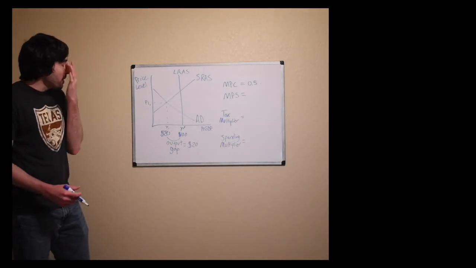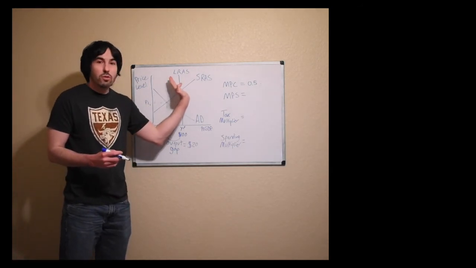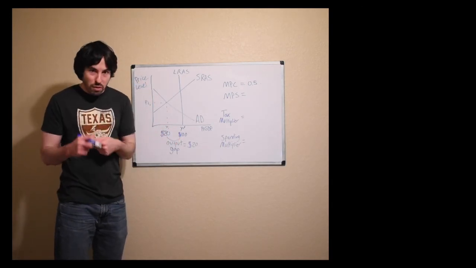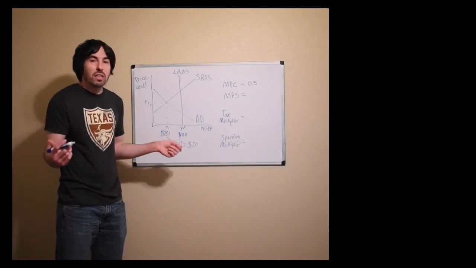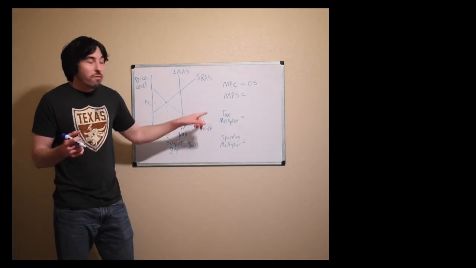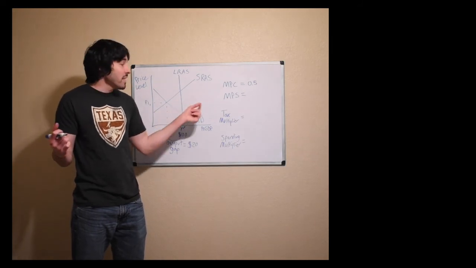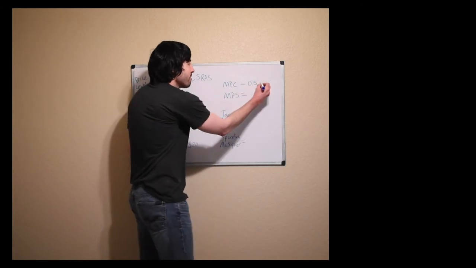The first thing we need to think about is that you don't want to just raise government spending by $20 or cut taxes by $20, because there is a multiplier effect that we talked about earlier when the government either spends money or taxes. First, we have to figure out what our marginal propensity to consume is. This problem already gave us our MPC. It's 0.5.